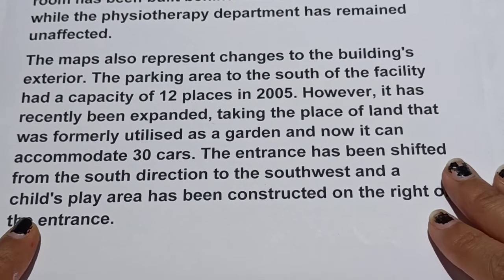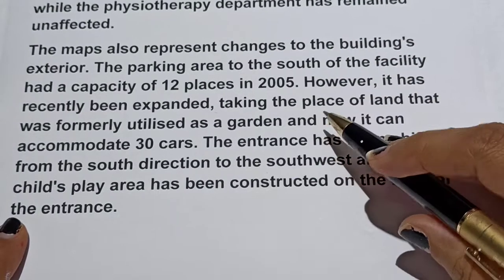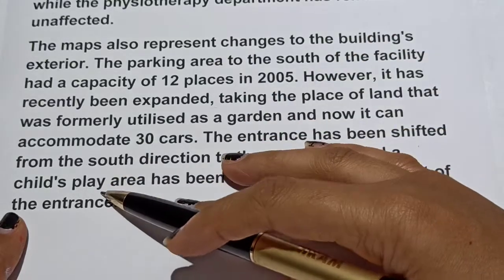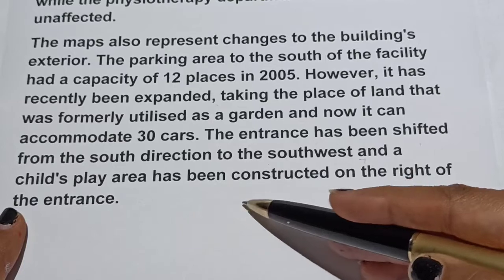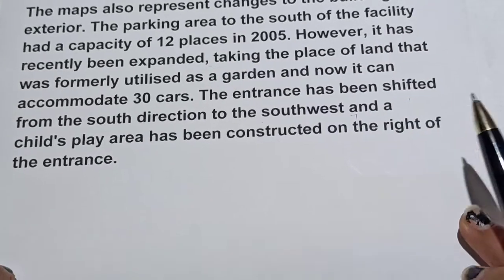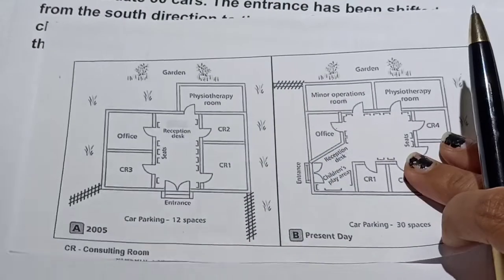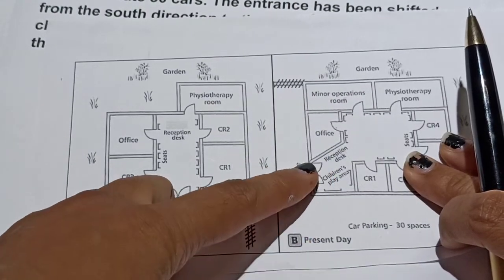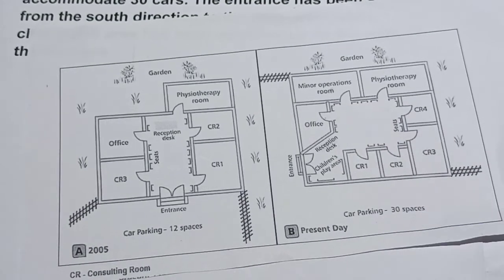So because of this, now the area can accommodate 30 cars. The entrance has been shifted from south direction to the southwest, and a child play area has been constructed to the right of the entrance. So the child play area has also been constructed to the right side of the entrance, or you can also write that on the left side the reception desk has been installed, and the central area has been kept free.